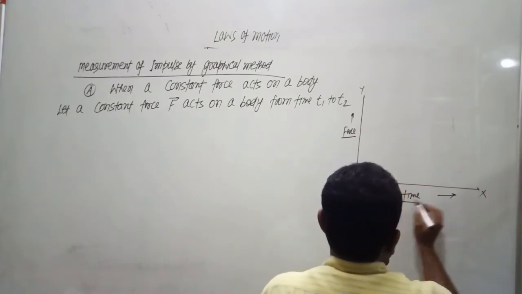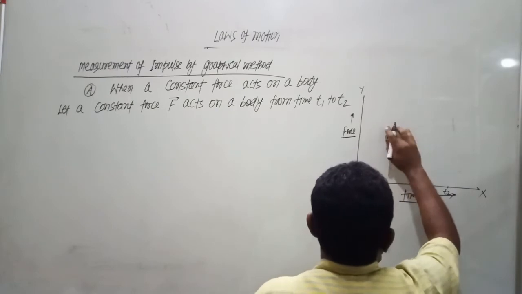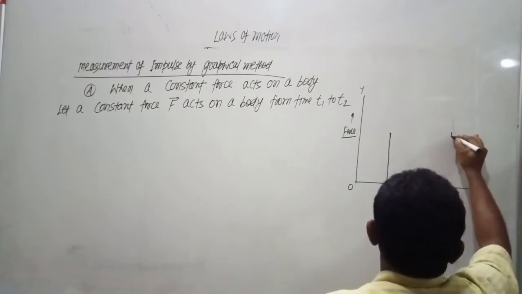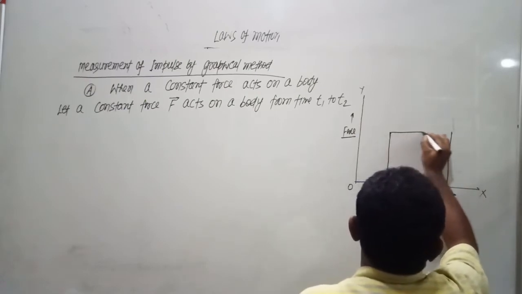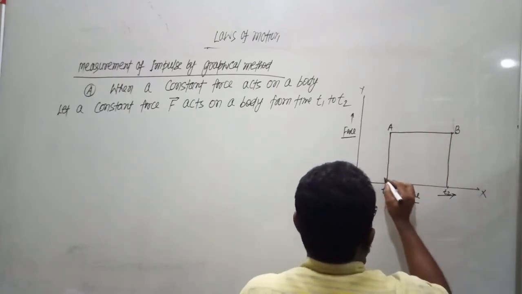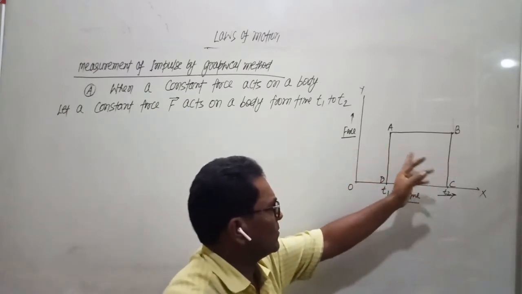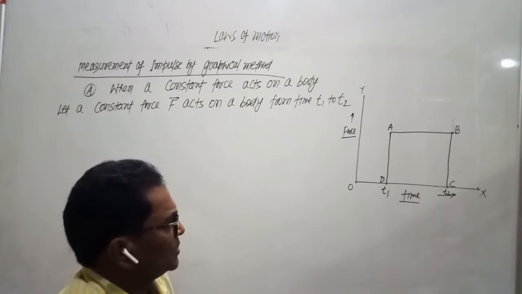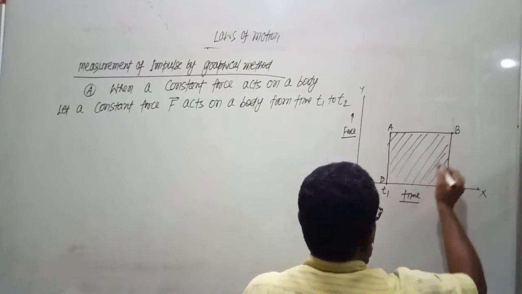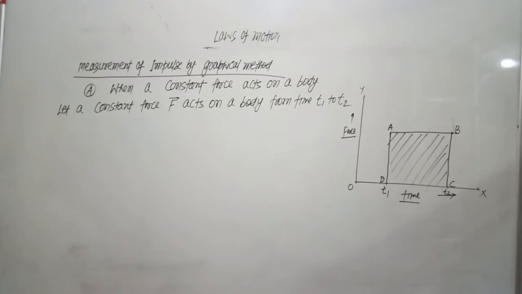Let this be time t1 and this be time t2. Since there is a constant force, the graph is a straight line parallel to the time axis. Let these points be A, B, C and D. A constant force acting on a body from time t1 to t2 is given by a straight line graph. This line, the straight line AB, shows that a constant force acts on a body from time t1 to t2.